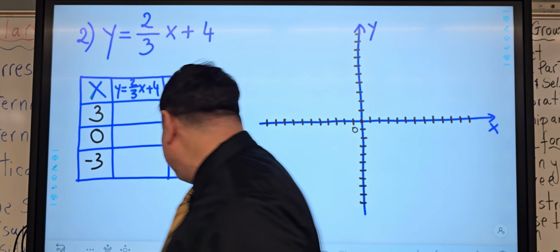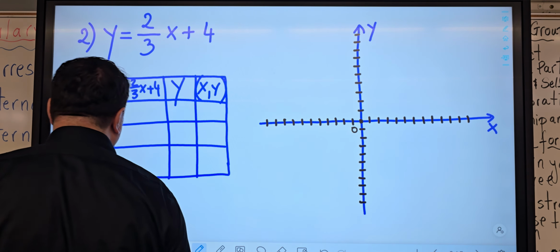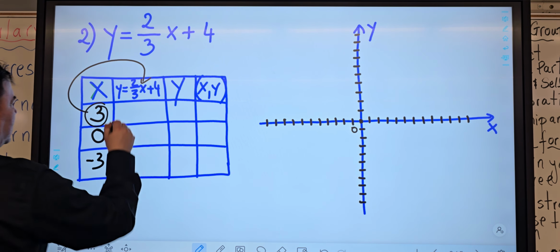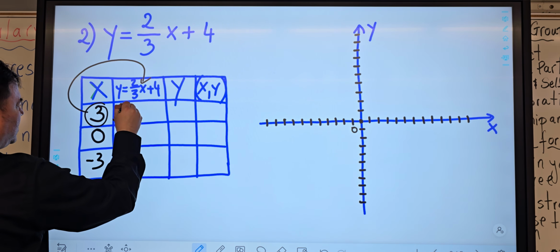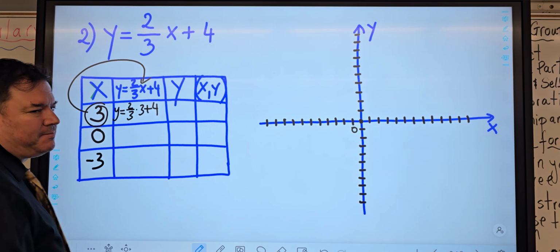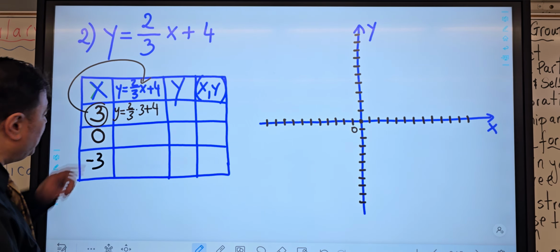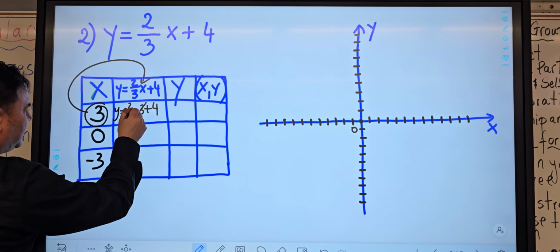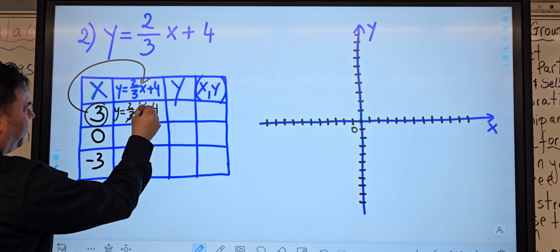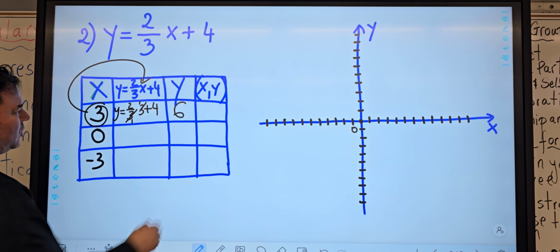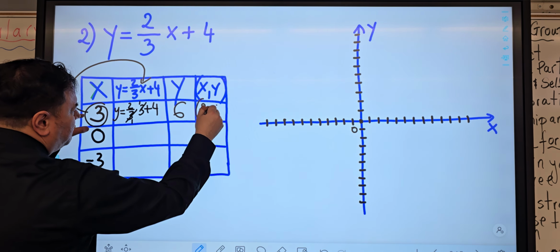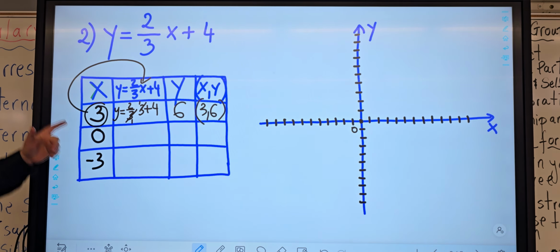Okay, so let's plug it in now. Let's see what we get when we plug those values in. So instead of x, we are going to put 3. So we have here y equals 2 over 3 times 3 plus 4. Okay, so here we can simplify 3 and 3. 3 and 3 simplifies out. So now we have 2 plus 4 equals 6. So the ordered pair is when x equals 3, y equals 6. 3, 6.